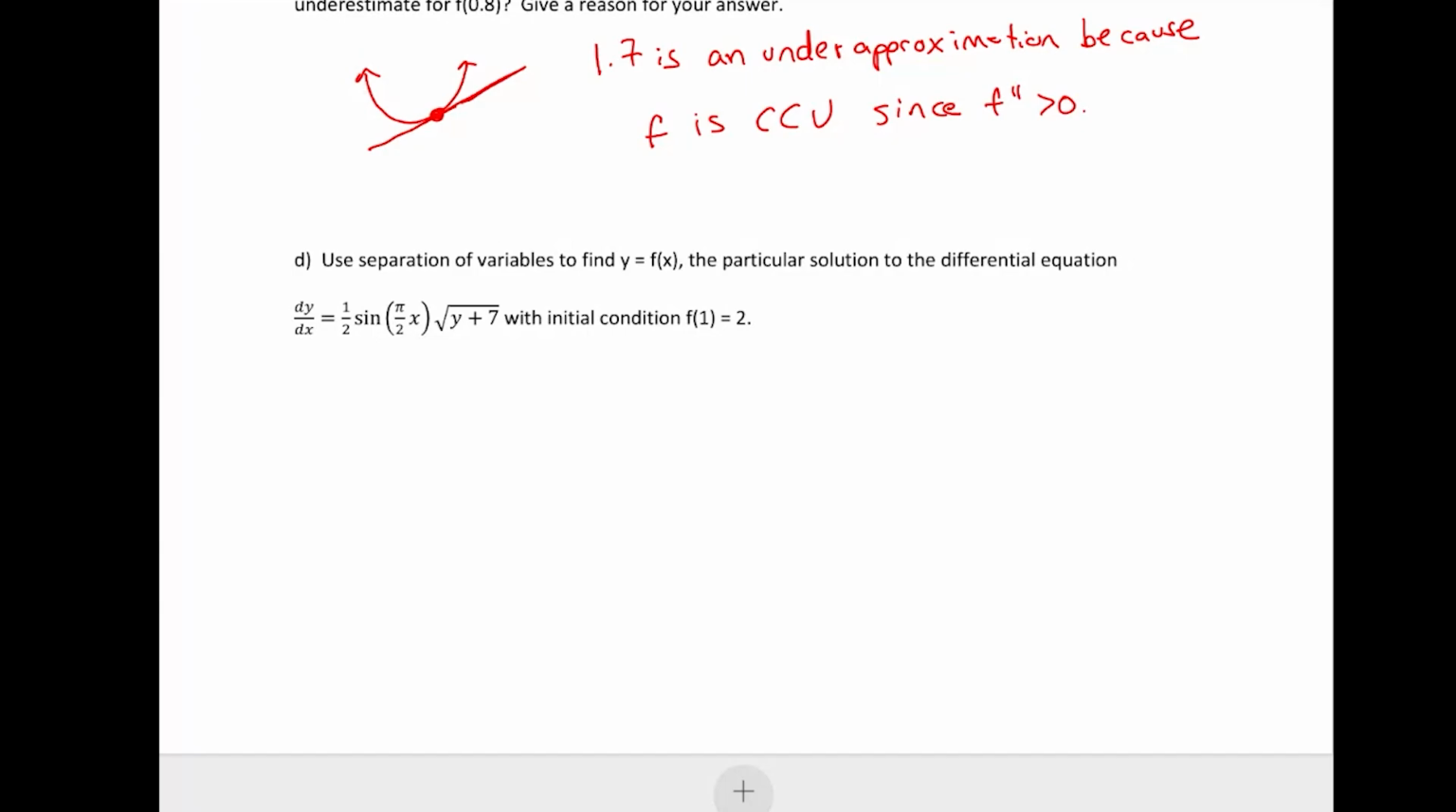We need the y's over to the left, so I'm going to have that square root of y plus 7. I'm going to be thinking about that as y plus 7 to the 1/2 power. So that when I divide both sides by that expression, that's going to become y plus 7 to the negative 1/2 power dy equals 1/2 times sine of pi over 2 x dx.